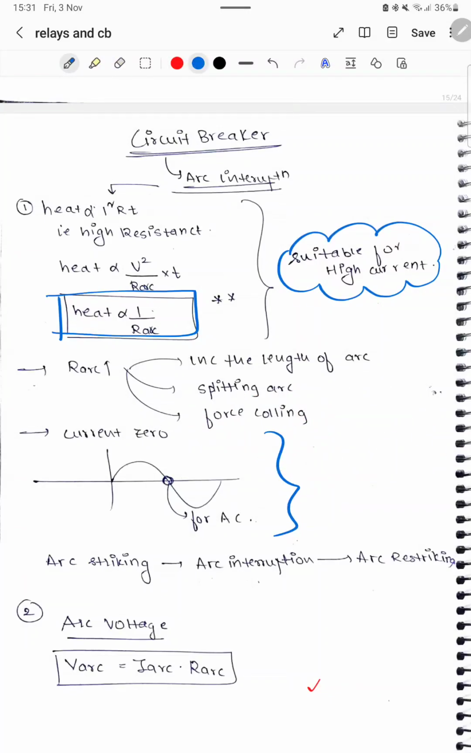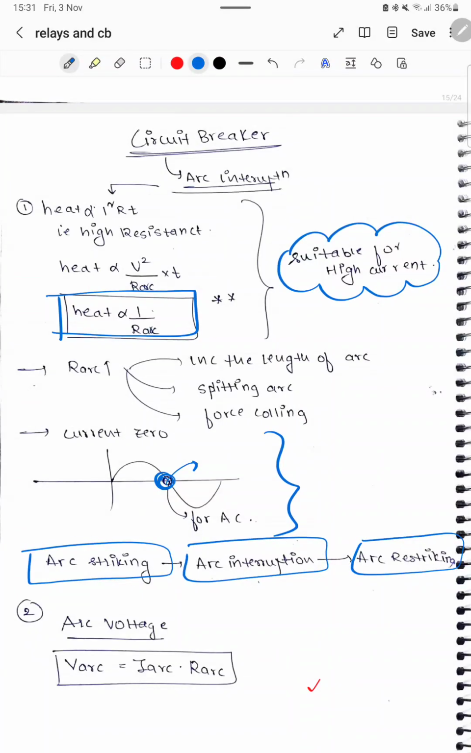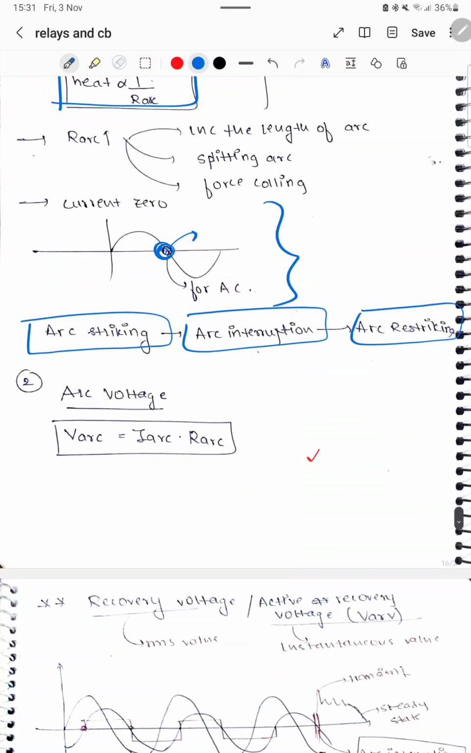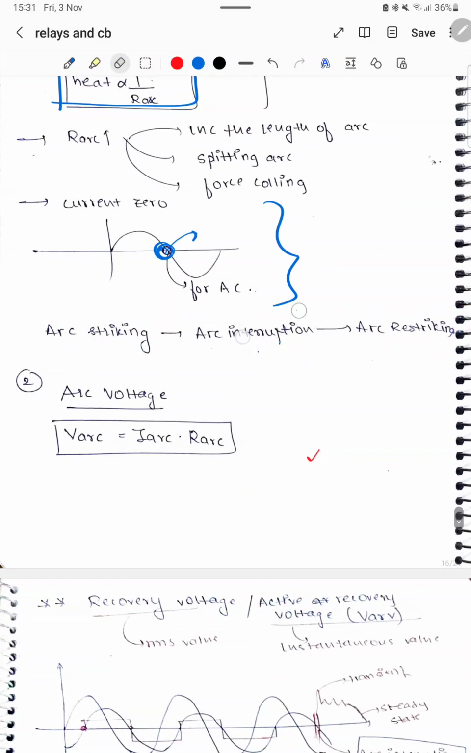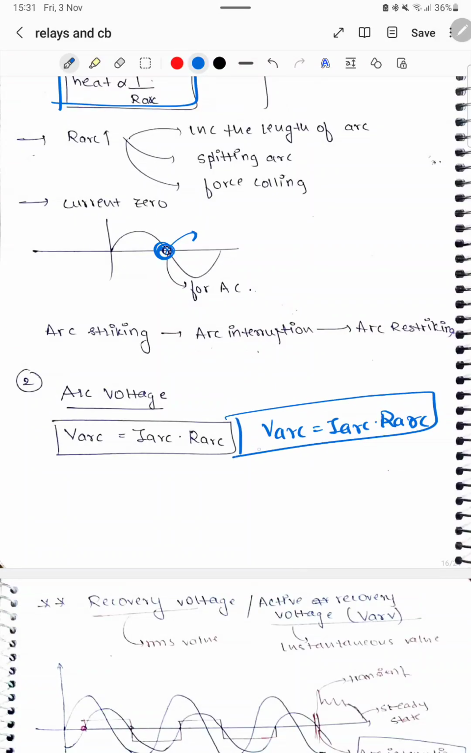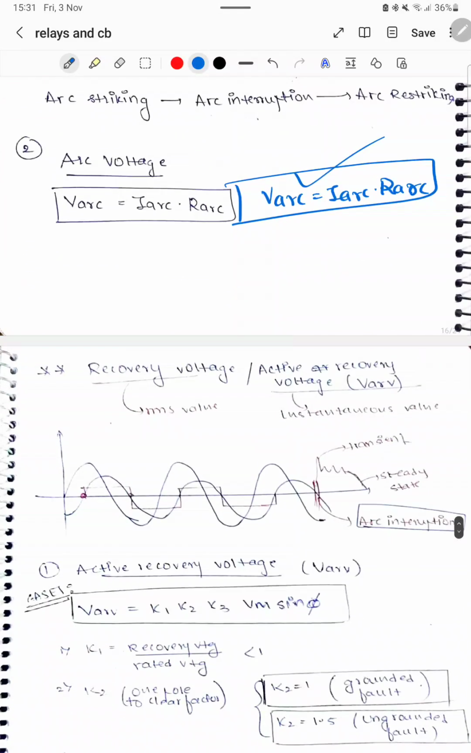For AC current, we'll look at the zero current crossing for arc interruption. How does the process work? First the arc would strike, then arc interruption would take place, and then arc restriking would take place. Arc is resistive in nature, as we saw. So arc voltage is nothing but V = I_arc × R_arc.